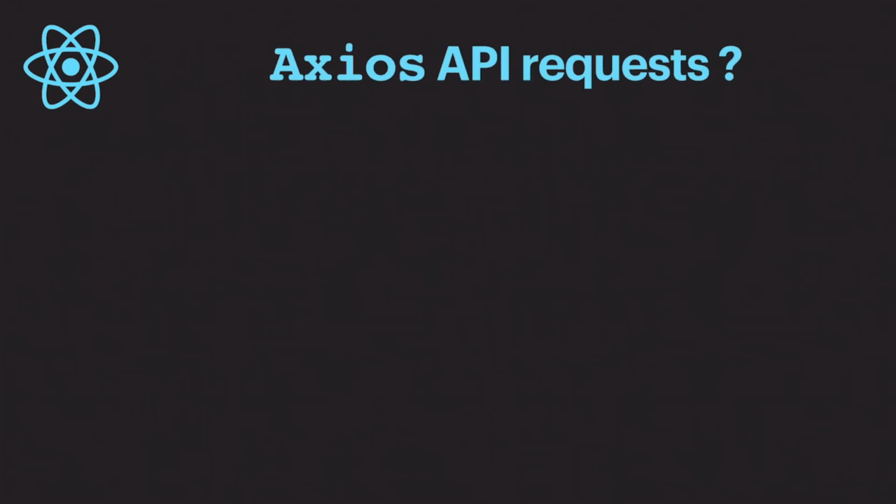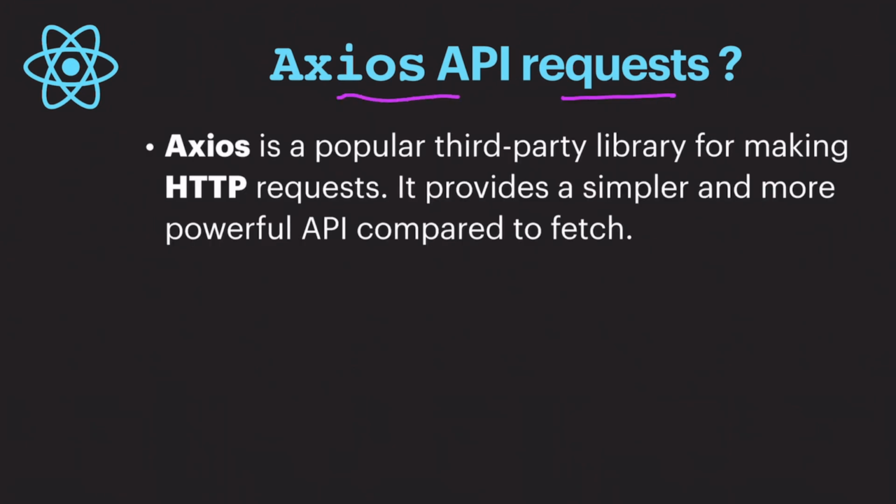So another way to fetch data from the server is the Axios API request. Actually Axios is a third-party library for making HTTP requests. It provides a simple and more powerful API compared to fetch. It is a third-party library and it's simpler than fetch, because this library automatically handles request errors. So it is simpler to use.